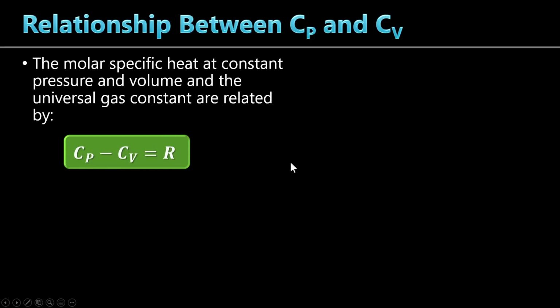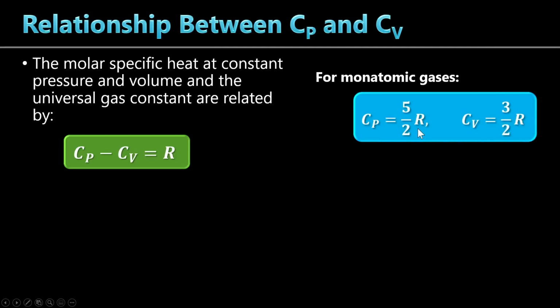Okay? Now, kung ang gas ay monatomic, anong halimbawa niyan? Halimbawa ng mga monatomic gases is yung mga noble gases, helium, di ba? Neon, argon. Okay. So, for monatomic gases, the value of CP is 5 halves times R, while the value of CV is 3 halves times R. So, take note of this 5 halves R and 3 halves R.